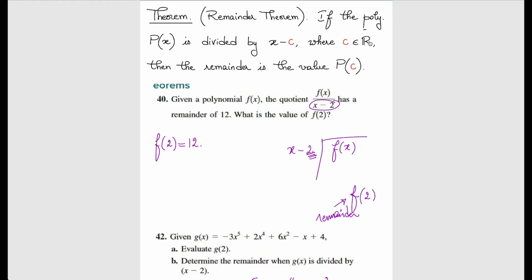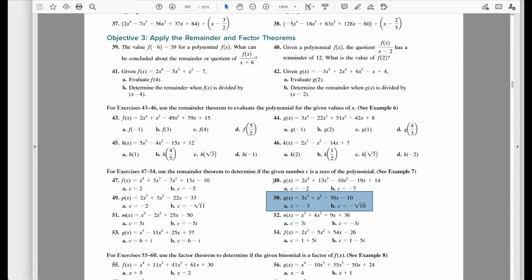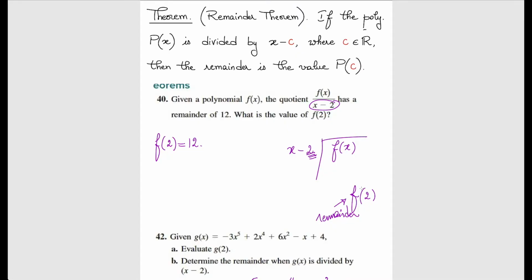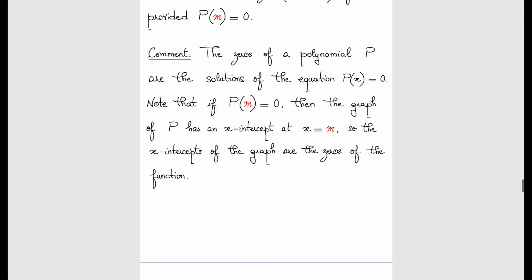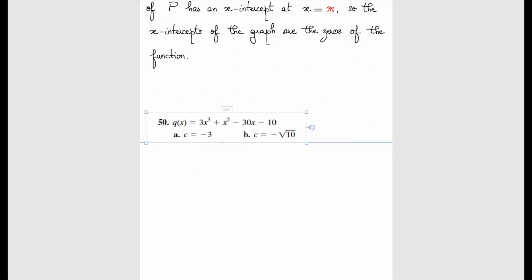So we're going to use that to determine if the given number c, in two parts, one time c is -3 and one time c is negative square root of 10, is a zero of the polynomial. The polynomial here is labeled as q of x. So we want to determine if it's a zero. What's a zero again of a polynomial? It's a number such that when you evaluate the polynomial at it, you get the output 0. Okay? So let's paste that number here.